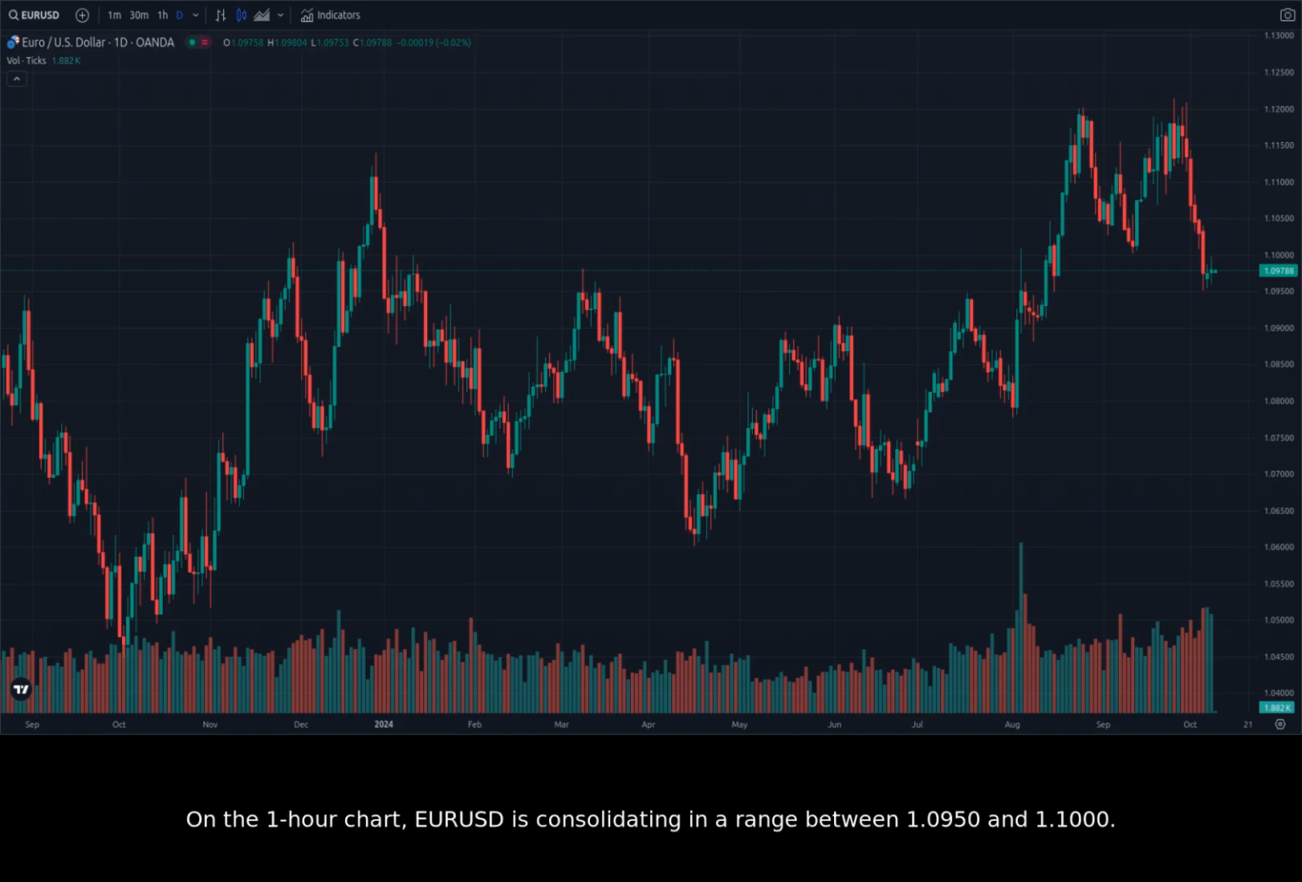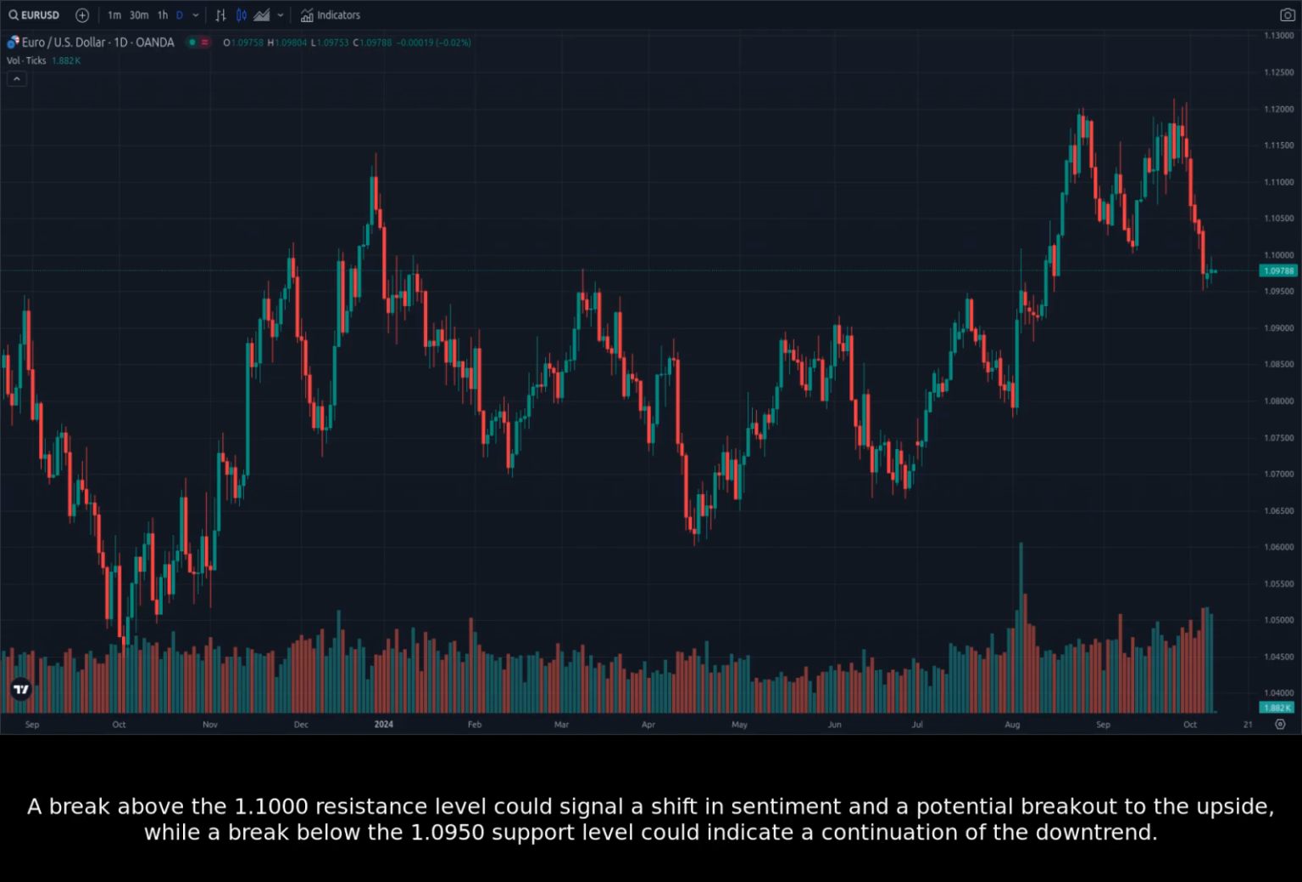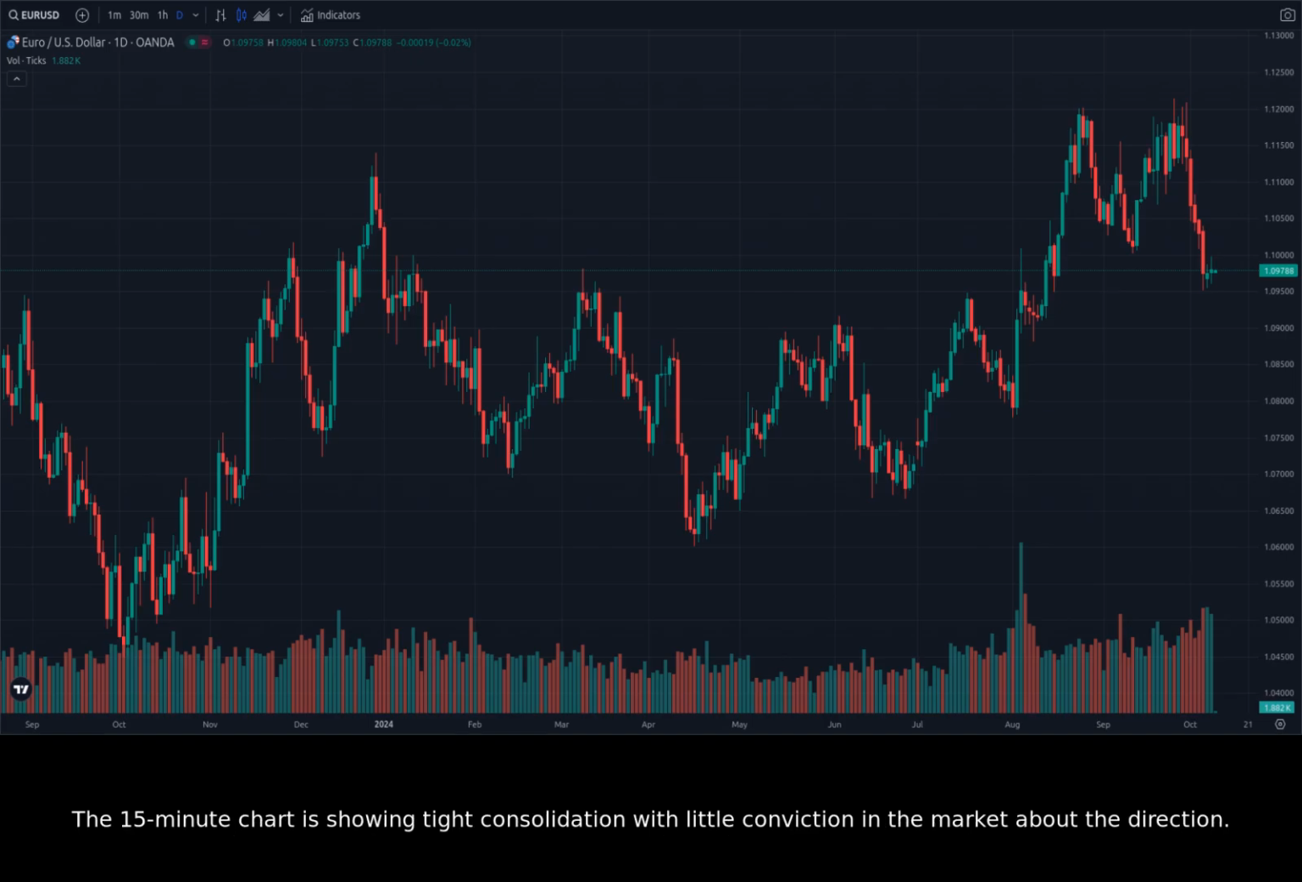On the one-hour chart, EURUSD is consolidating in a range between 1.0950 and 1.1000. A break above the 1.1000 resistance level could signal a shift in sentiment and a potential breakout to the upside, while a break below the 1.0950 support level could indicate a continuation of the downtrend. The 15-minute chart is showing tight consolidation with little conviction in the market about the direction.